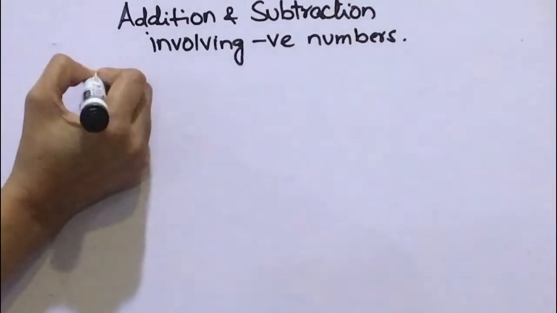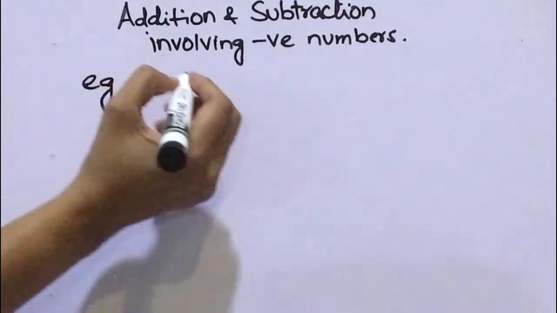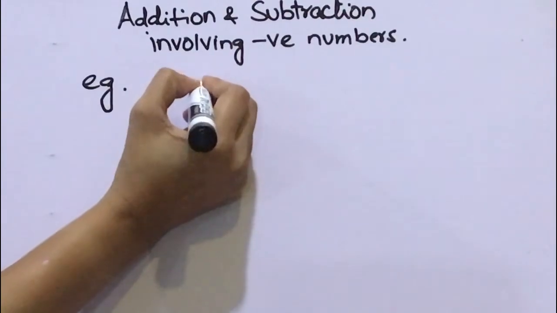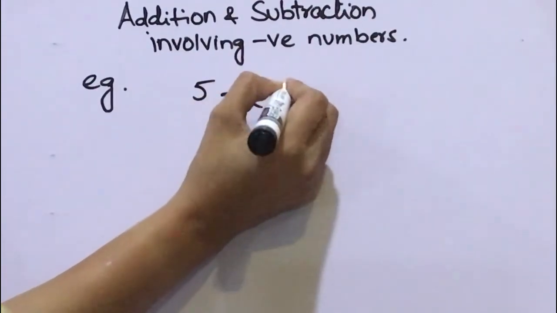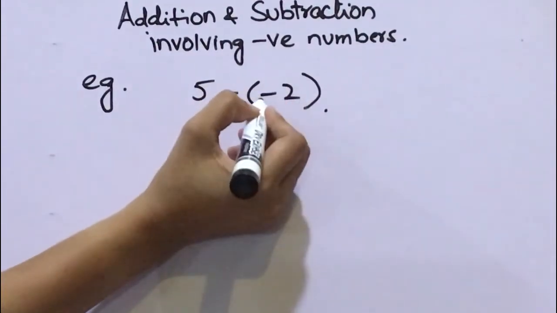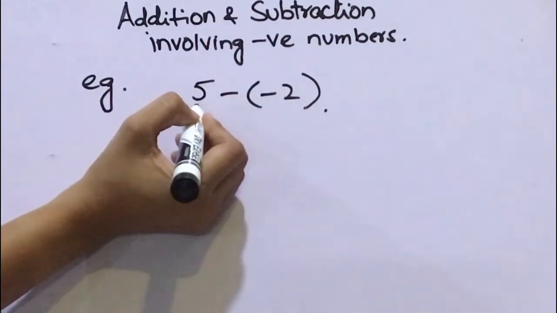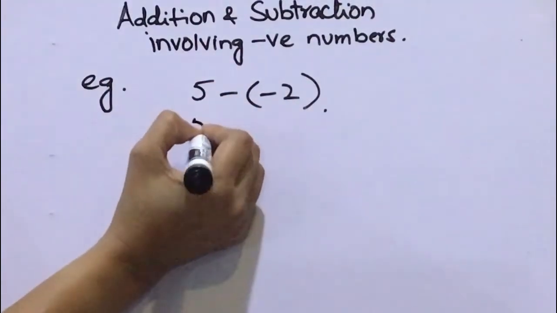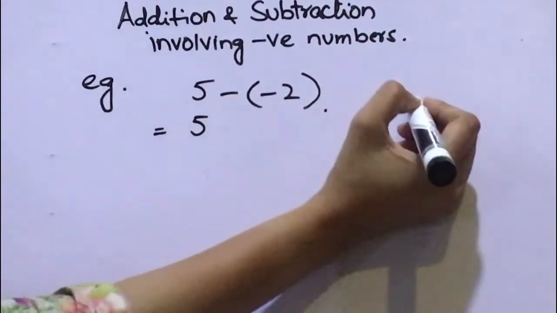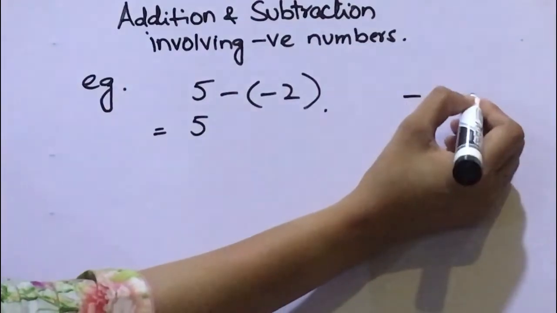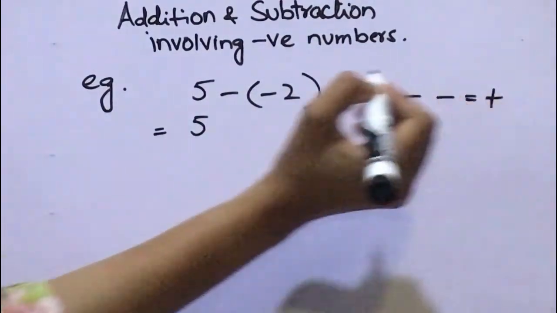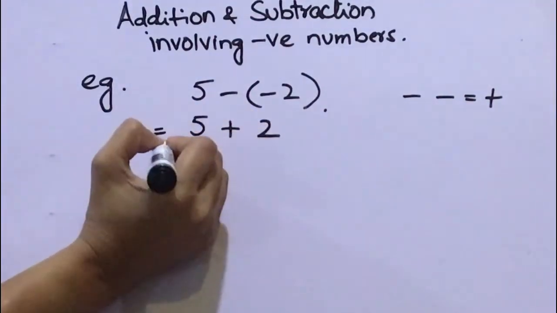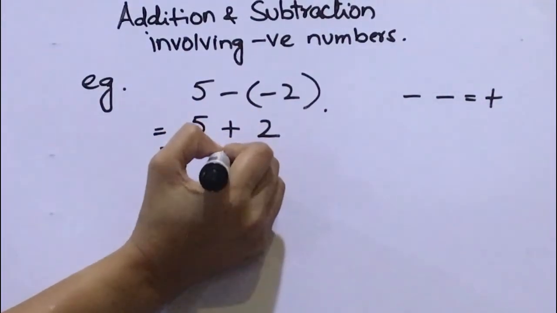Now we will do some examples with subtraction. For example, we want to subtract minus 2 from 5. What will we do? 5, now minus and minus would react like plus. So it will become 5 plus 2 and the answer would be 7.